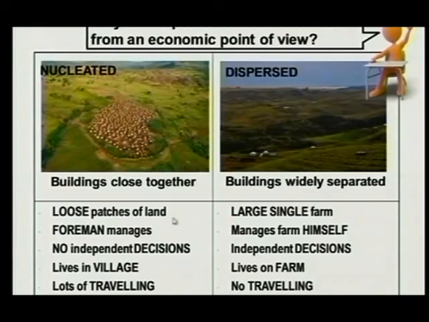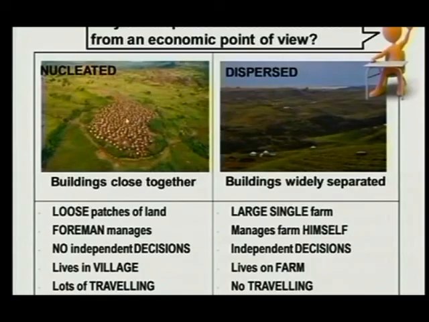Let's have a look at this. Now, if you have a look at your dispersed settlement, you'll see that your farmer here, firstly, has one single piece of land, and the farmer lives on the farm, he makes his own decisions, he manages the farm, no traveling is involved here, and it's easy to mechanize on this farm.